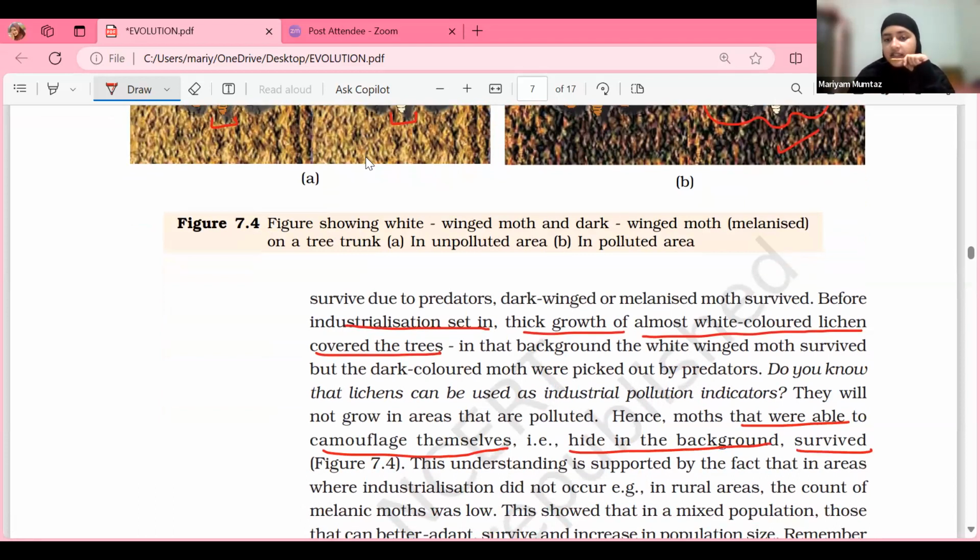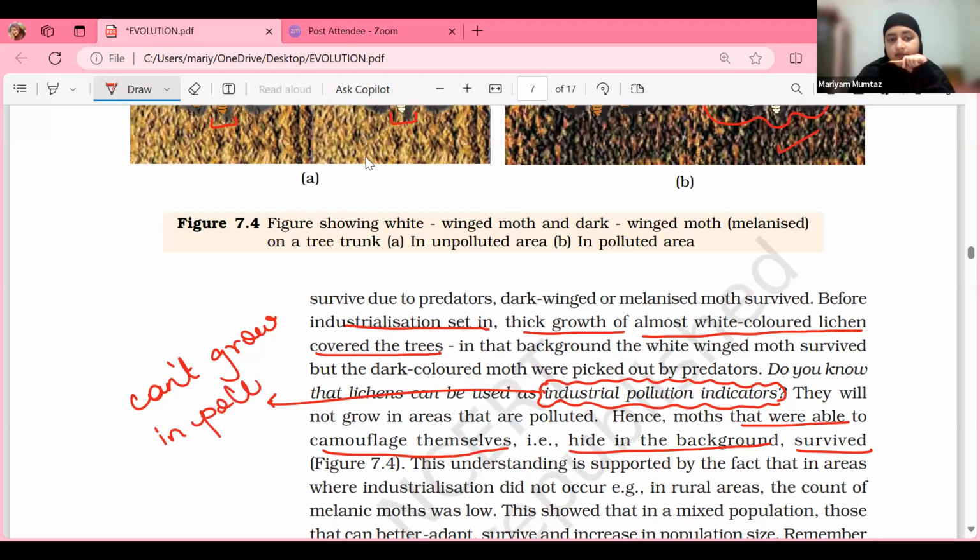Also, another thing that you can know: lichens are also called industrial pollution indicators. Why? Because they can't grow in polluted areas, meaning areas that would be rich in sulfur dioxide.